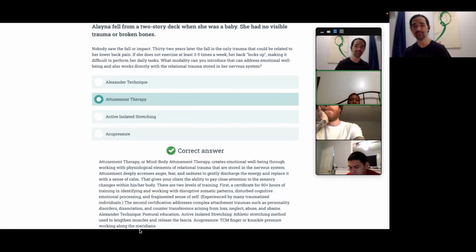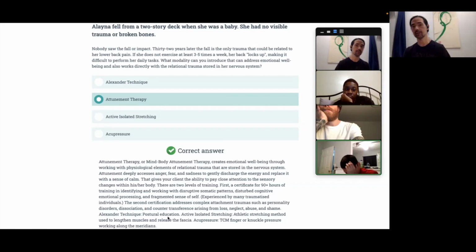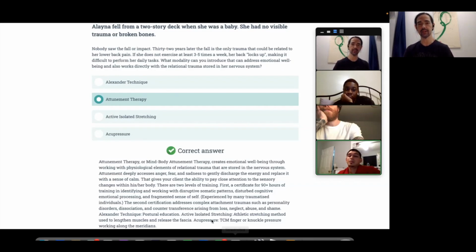Acupressure, TCM finger or knuckle pressure working along the meridians. That is almost the same definition as shiatsu, but shiatsu is not here. It's not among the choices. Works to activate the body's natural healing abilities. Acupressure, for sure.